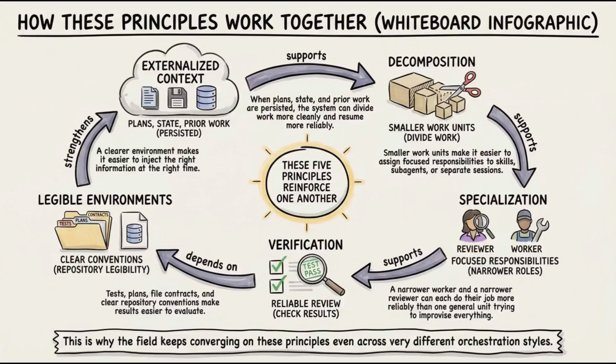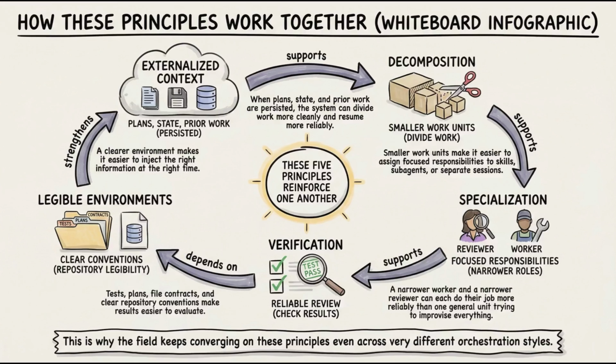We have explored the 5 core principles, but it is important to understand that they do not operate in a vacuum. Instead, they actively reinforce one another, creating a powerful, self-sustaining cycle. Let us walk through how they connect. First, externalized context directly supports decomposition. When your plans, current state, and prior work are safely persisted outside the agent's immediate memory, the system does not have to juggle everything at once. This allows you to divide the overall workload much more cleanly, and it ensures that if a process stops, it can resume highly reliably.